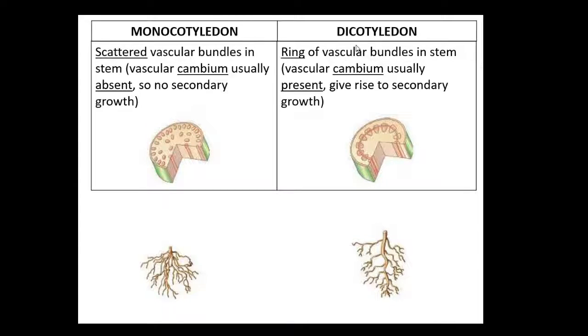Whereas in dicots, the vascular bundles usually form rings in the stem. Okay, so vascular cambium is usually present and it gives rise to secondary growth. It's arranged in that shape.